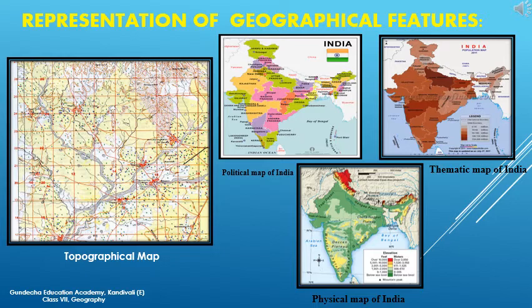Maps can be of two different types based on the scale. They are large-scale map and small-scale map. And maps can also be of four different types based on the detail of the land features. They are political map, physical map, thematic map, and topographical map. In this chapter, we will learn about topographical map in detail.